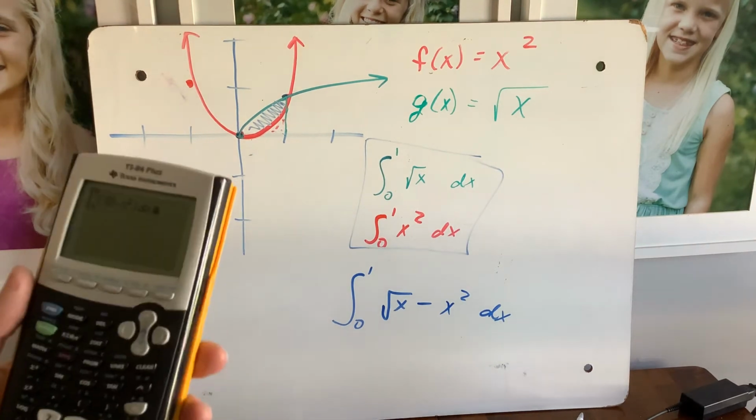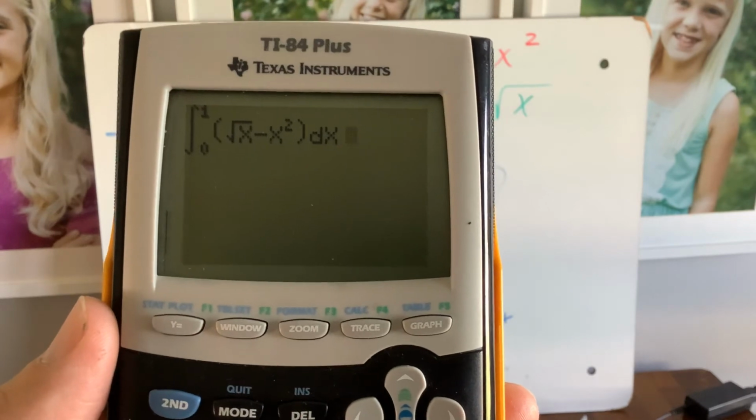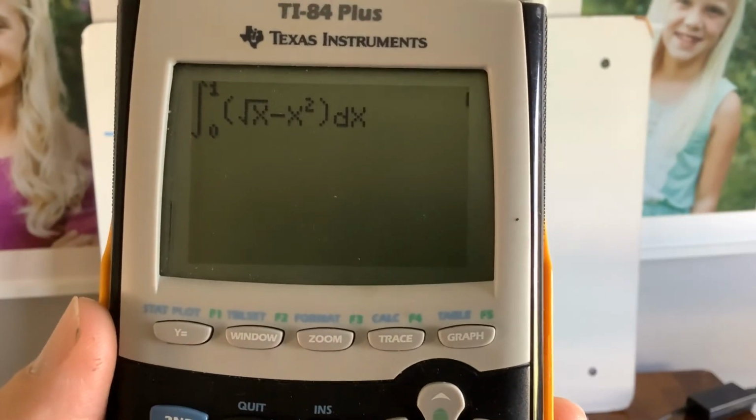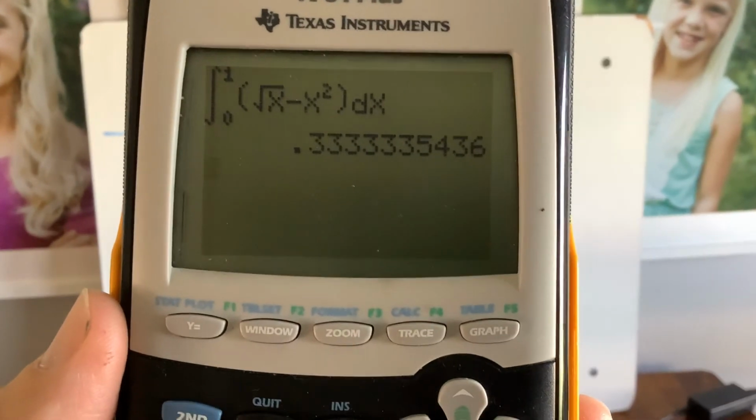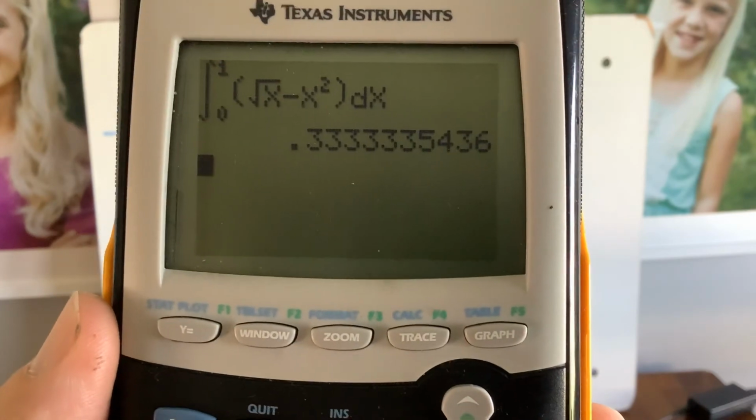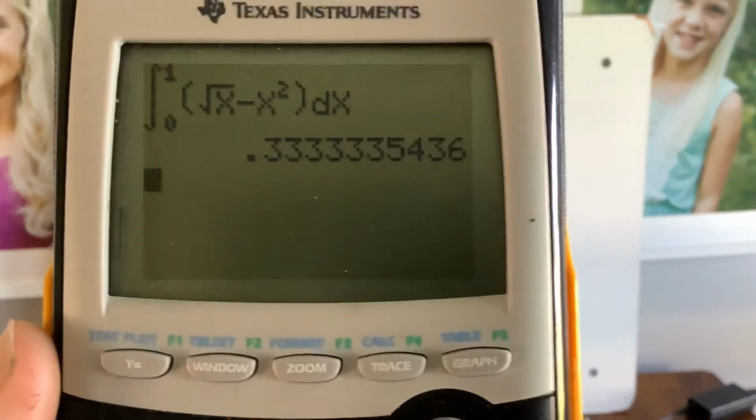So you can do it by hand, or I've typed it into the calculator here. The integral from 0 to 1 of the square root of x minus x squared dx. I hit enter. You may have to think a little bit, and you get about a third. So the area in between those two curves would be 0.33 units squared. Okay, so that's how you do the area between two curves.